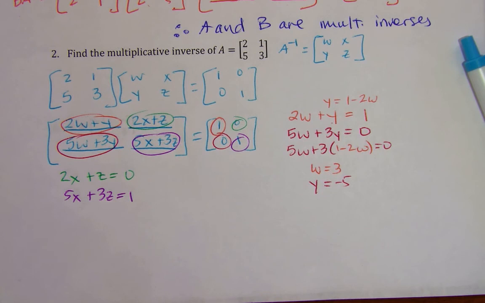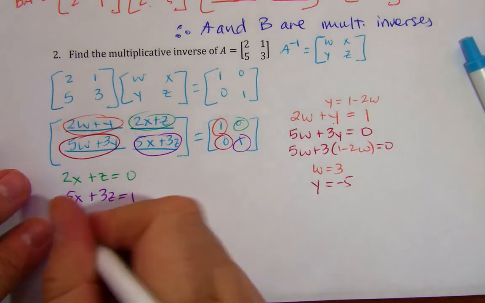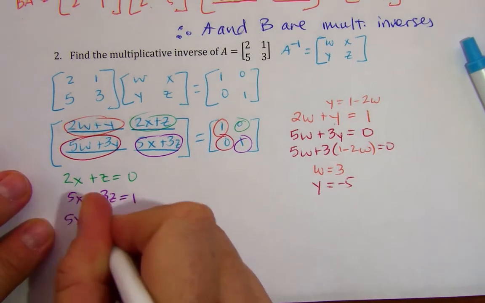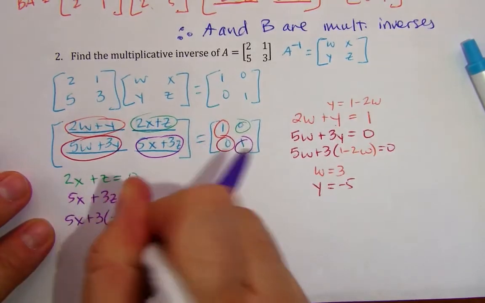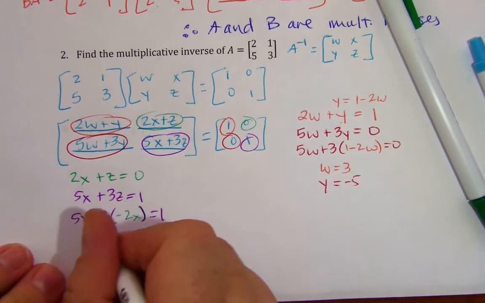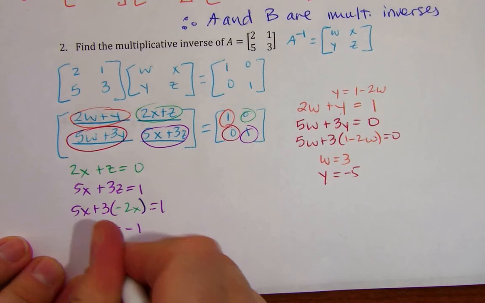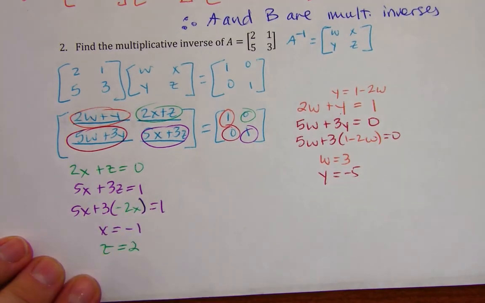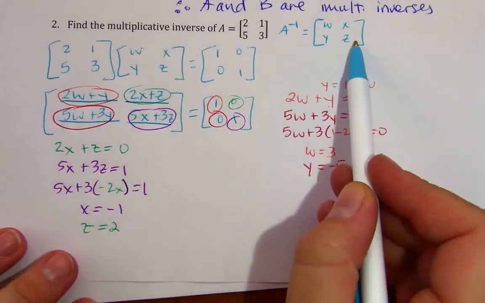And so what we can do here is we can set z equal to negative 2x. So z is equal to negative 2x. And solving, we end up with x equals negative 1, and z is equal to 2. Well, we have all of these pieces now. We can go ahead and plug them back in. And we have w, x, y, z.